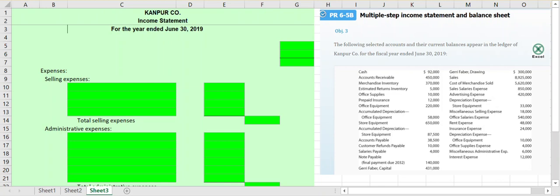In this example video, we're going to look at problem 6.5b, and we're just going to put together the new multi-step income statement for a merchandising business. So when we're thinking about a multi-step income statement, think of it as being similar to what we did in Chapter 4 with a classified balance sheet.